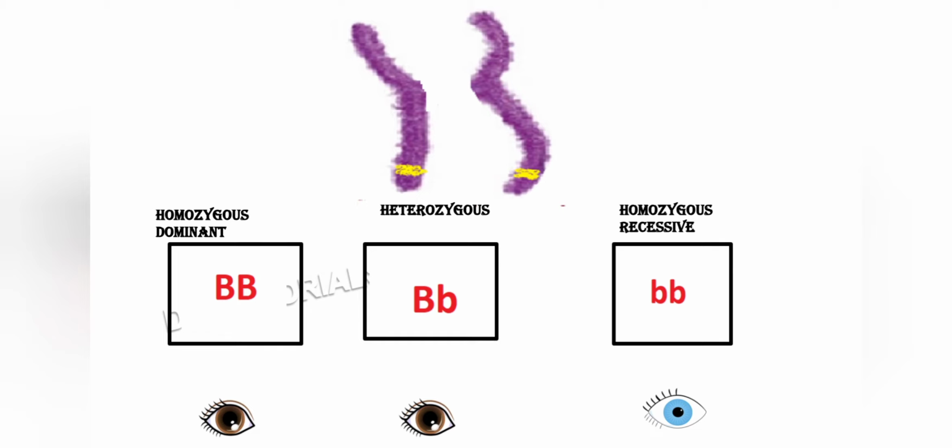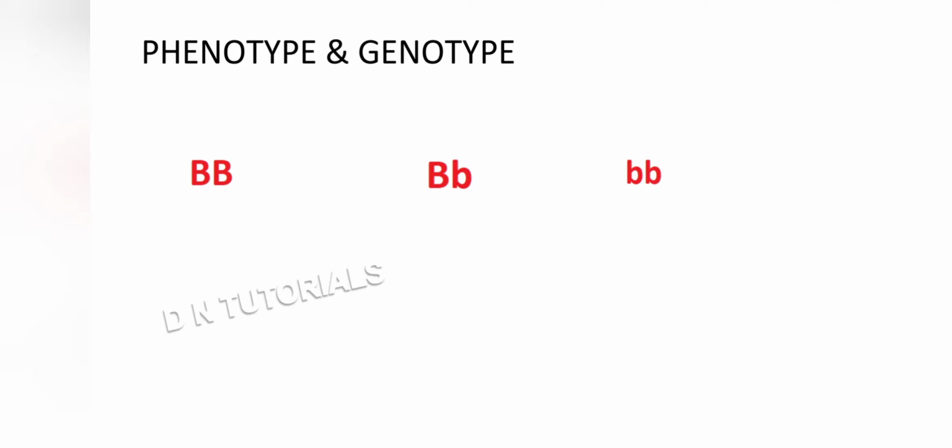Always remember, whenever there are two dominant alleles, the dominant trait is going to be expressed. With one dominant and one recessive, the dominant allele is going to be expressed. And with two recessive together, the recessive trait is going to be seen in the offspring, right? So over here we have three combinations. They are capital B capital B, capital B small b, and small b small b.